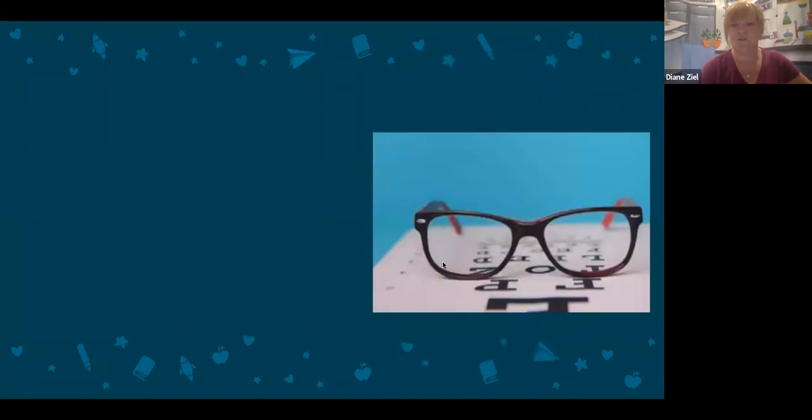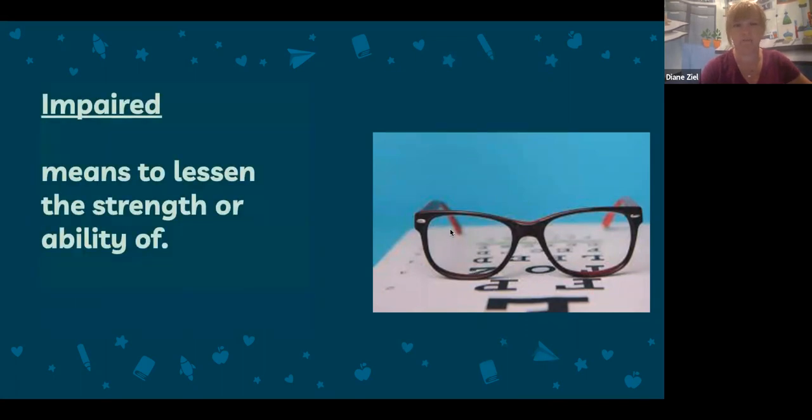Here you see a tool that can be used to help with vision. Why would I need to wear this tool or these glasses? Well, if my vision was impaired, I would need glasses. Impaired means to lessen the strength or ability of.